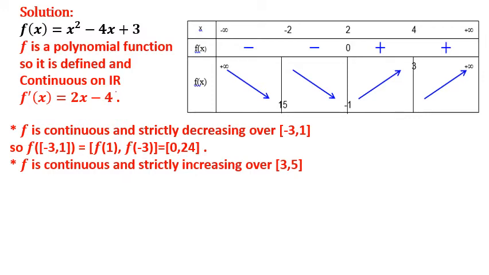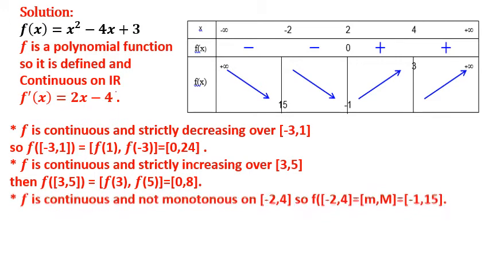f is continuous and increasing over the interval [3, 5]. Then f of the interval [3, 5] is [f of 3, f of 5], and it's [0, 8].